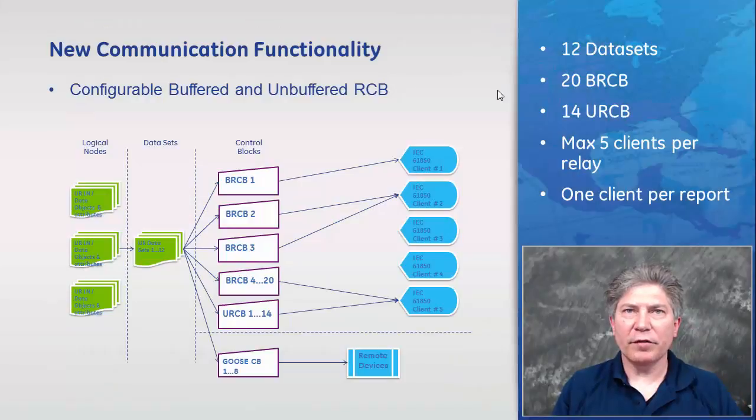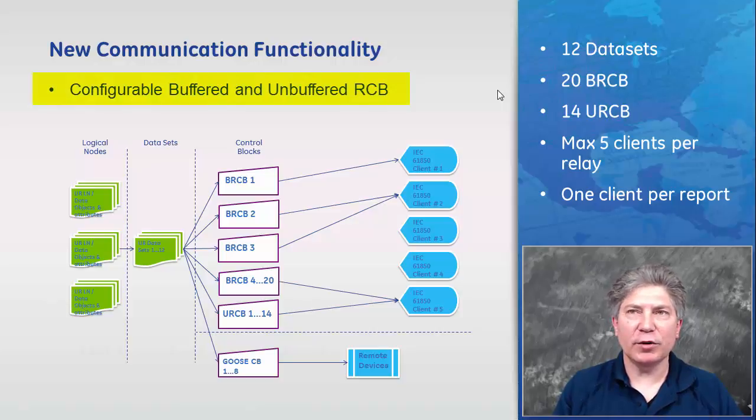Let's discuss the buffered and unbuffered report blocks. There are 12 data sets that can be populated with any IEC 61850 data object and/or data attribute. There are 20 buffered report control blocks and 14 unbuffered report control blocks. Any data set can be used simultaneously by any number of TX Goose elements that are used for publishing, or by any number of configurable report elements.